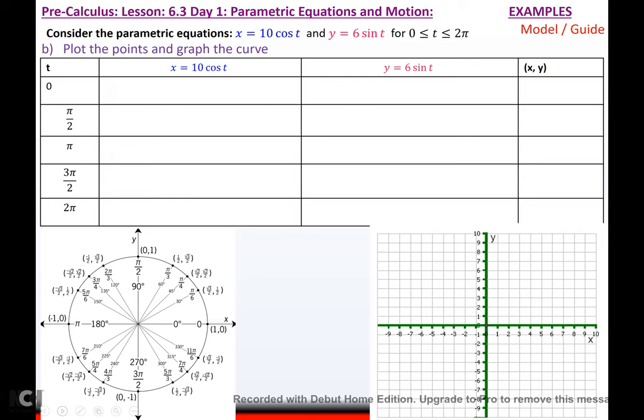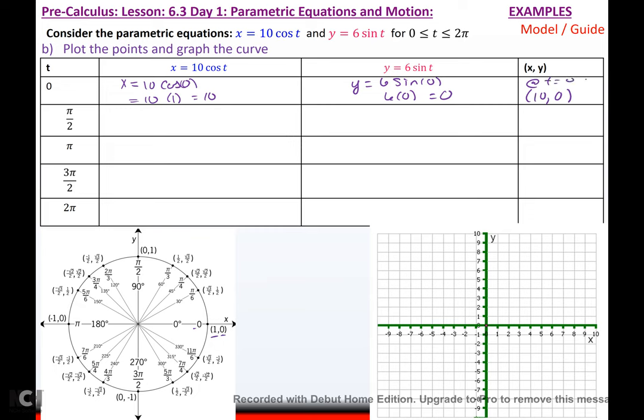We have our two functions. So now we're doing B. We're going to plot the points and graph. We're going to find the points to plot to graph this by hand. So if I plug in 0, I get x equals 10 times cosine 0. If you go to 0, cosine is x, so that's 1, which is 10. My y is going to be 6 times sine 0. Sine 0 is y, so that's going to be 6 times 0, which is, I mean, 0. So that ordered pair is going to be (10, 0) at time equals 0.